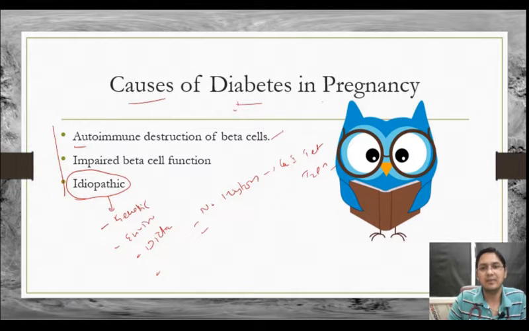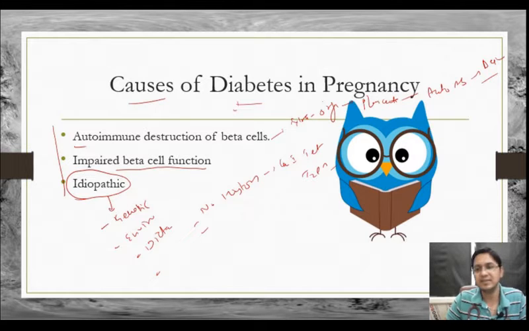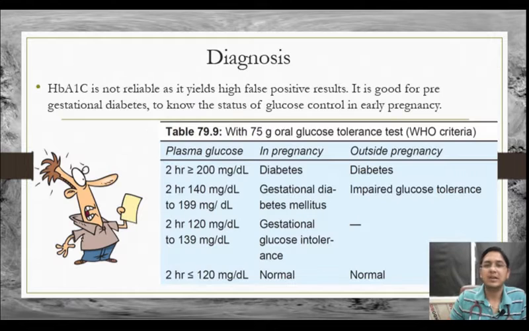As we know, pregnancy is a state of insulin resistance, and we have an extra organ in pregnancy, that is the placenta. So that can make autoantibodies, and that can lead to destruction of beta cells and leads to diabetes. As we see, impaired beta cell function is a very well-known factor. So when the function is impaired, the blood sugars keep fluctuating. These are the three main causes.